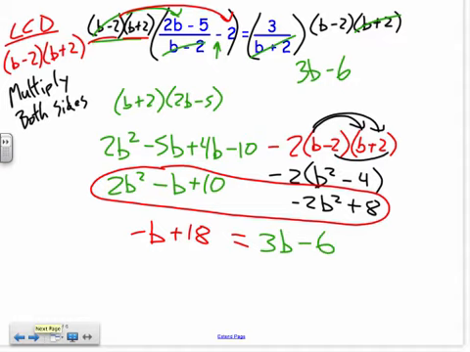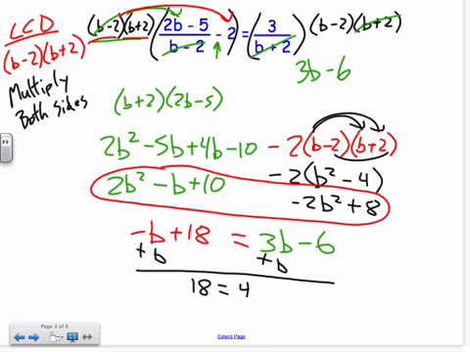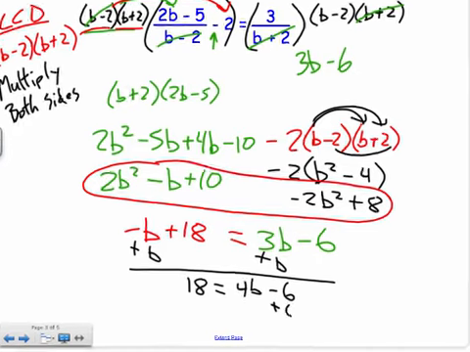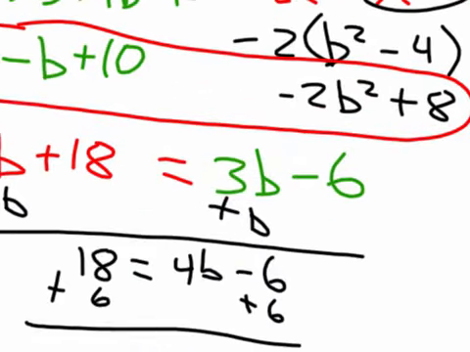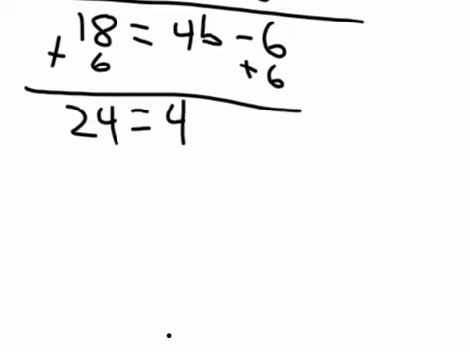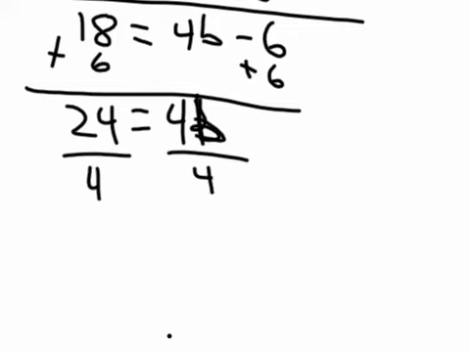Now we get our b to one side, so we add b, and we're left with 18 equals 4b minus 6. Add our 6 over, and we got 24 equals 4b, and divide by 4. So b equals 6.